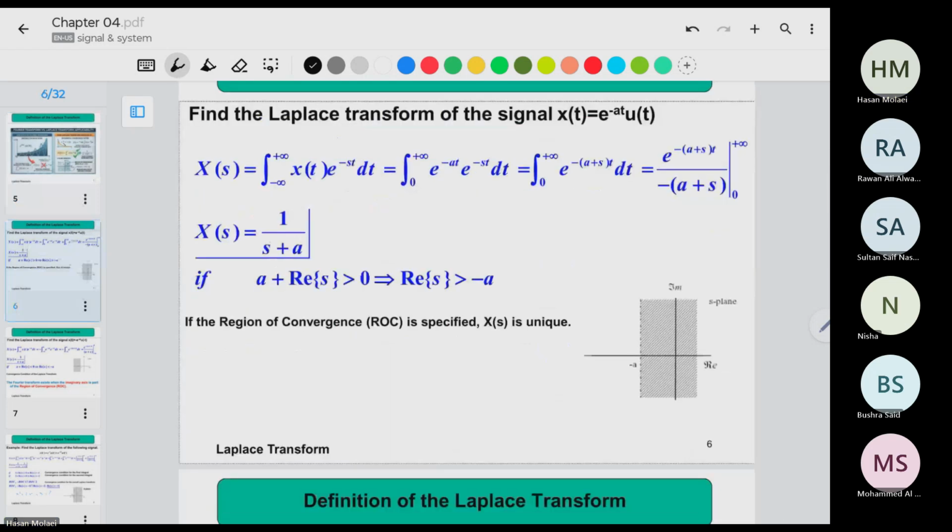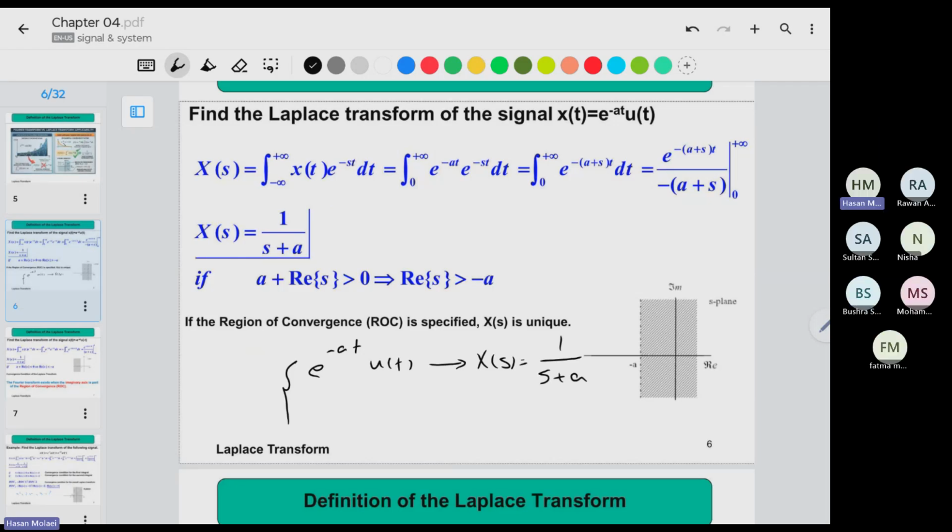We saw if I have e to the power of minus at u(t), its Laplace transform is 1 over s plus a. Also, if I have e to the power of minus at u(minus t), its Laplace transform would be 1 over s plus a. What's the difference? If I give you this Laplace transform and ask you what its inverse is, how do you find it?